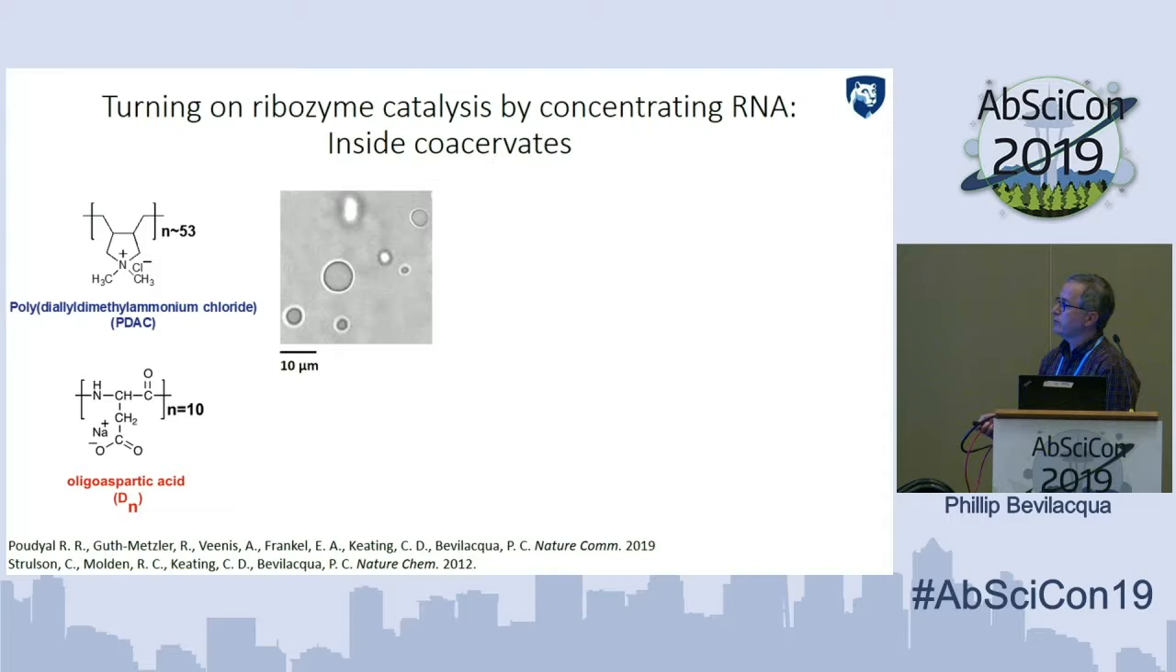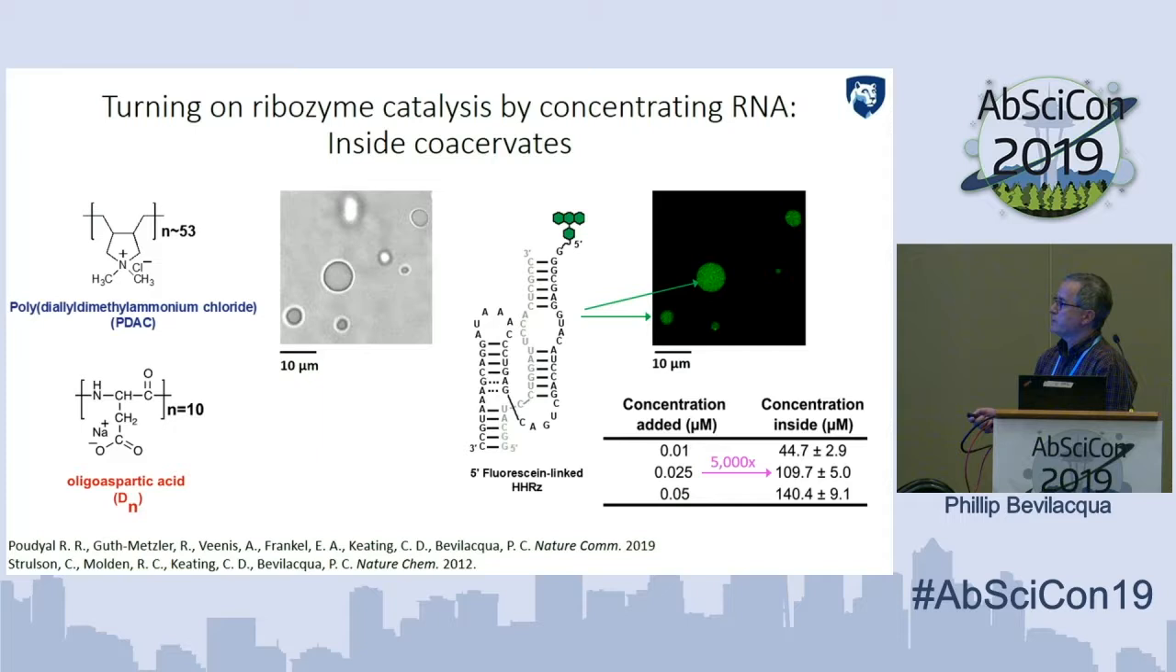And here you can see in the DIC image that these coacervates are forming and that they're on the micron scale, and that these also encapsulate the ribozyme. And so if the enzyme strand is labeled with a fluorescein, you can see that it's enriched in the same droplets here, again on the micron scale.